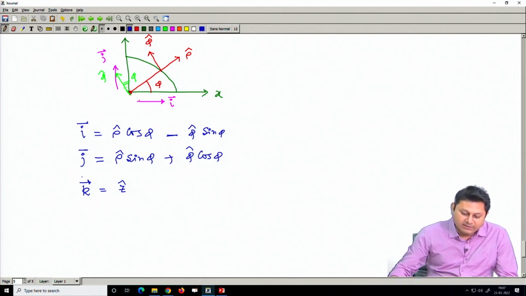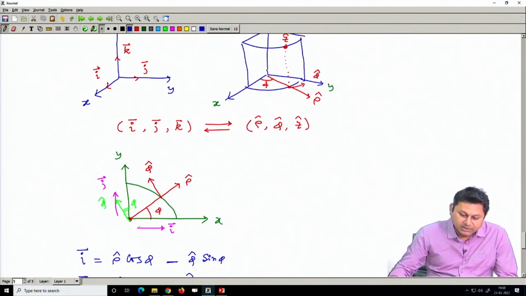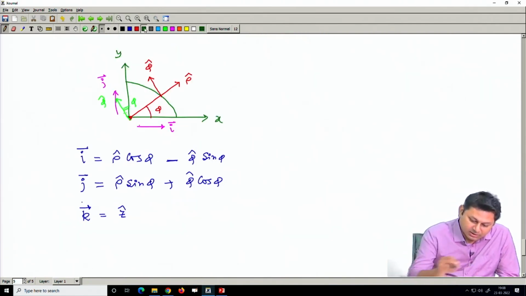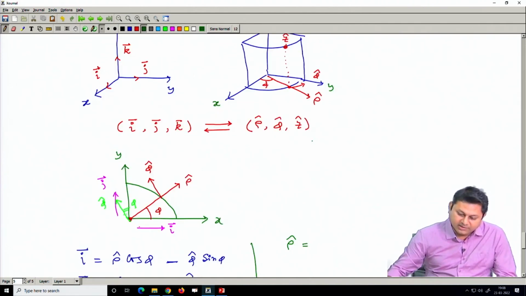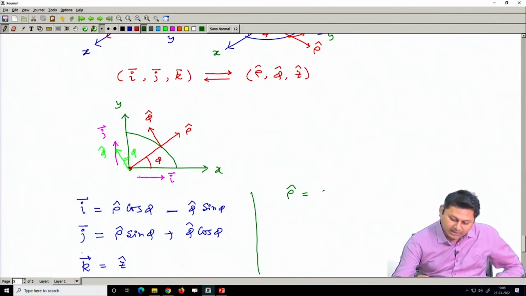Similarly, you can decompose this rho, which is even simpler, into ijk components. If you do, then the rho unit vector, which is sitting here, can be decomposed along x direction and y direction, and if I do, it should be simply i cos phi plus j sin phi.